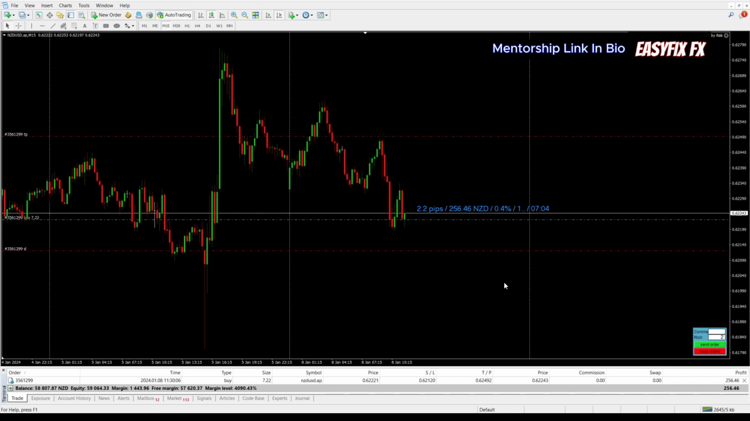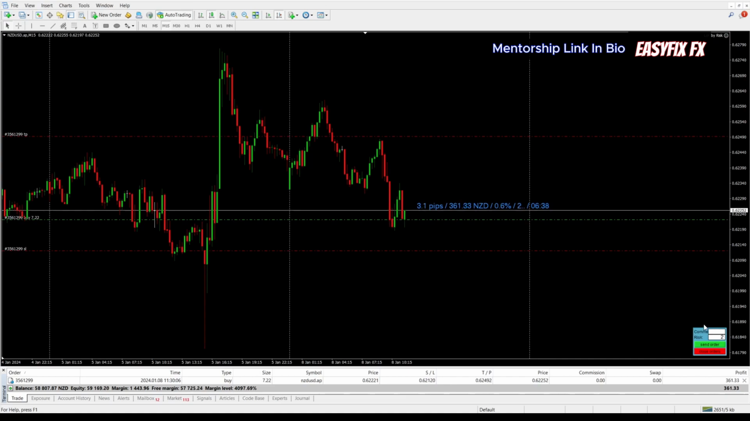Alright guys, so the trade is progressing. As you can see down here, I'm risking 2% on the trade. So if it hits my stop loss, I'll lose about $1,200, and if it goes to my take profit, I'll make basically $3,200. So it's a 1-to-3 risk to reward ratio trade.